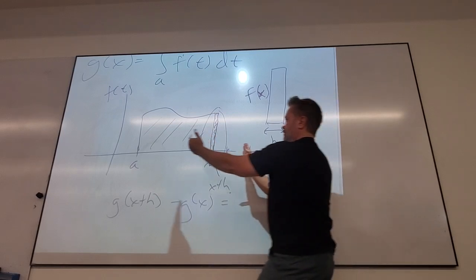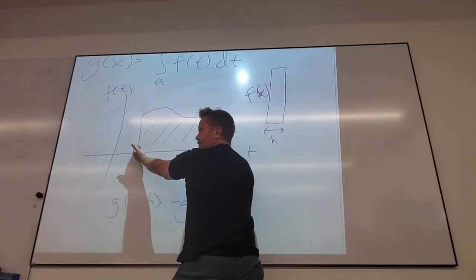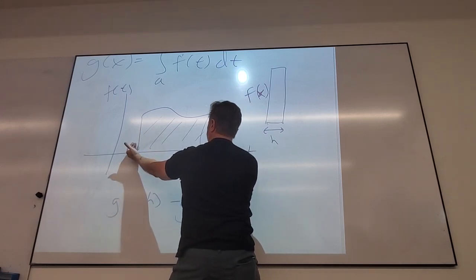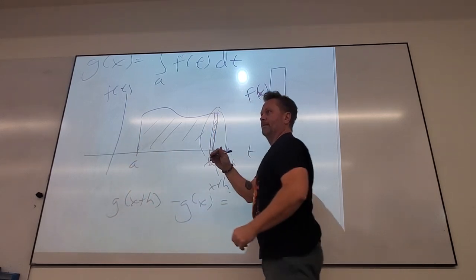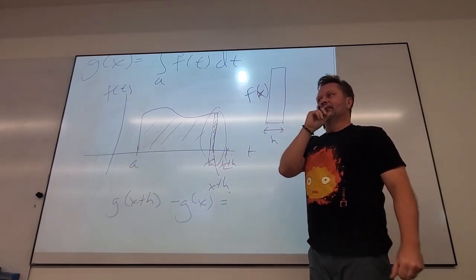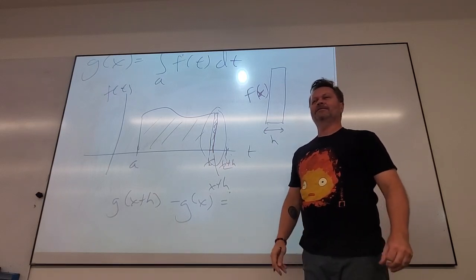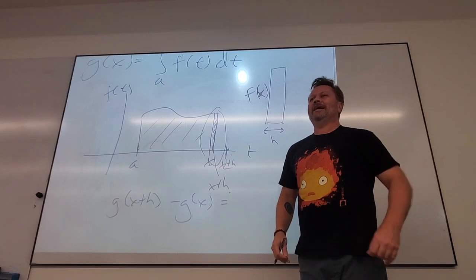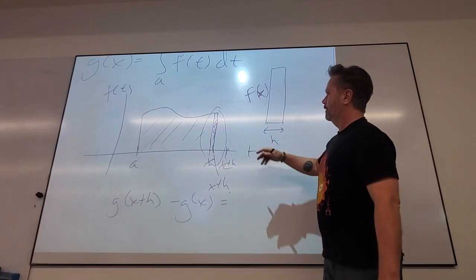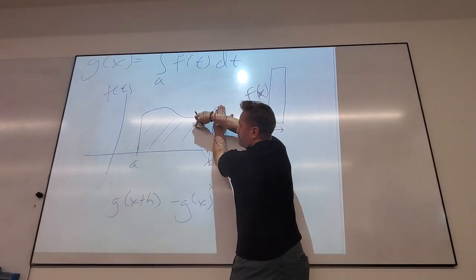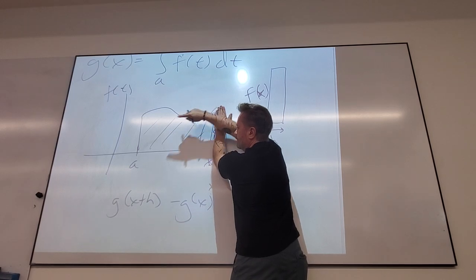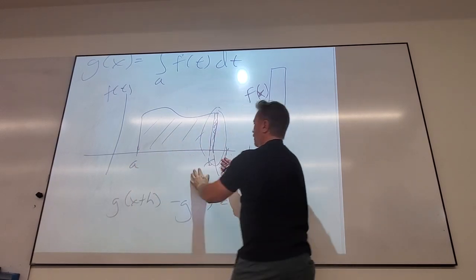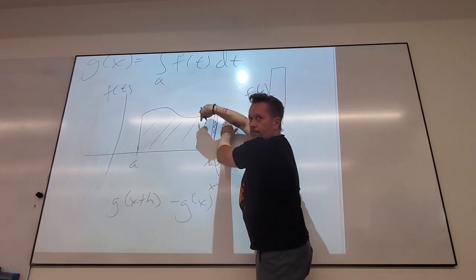G of x plus h. That's the area here, yes? Because g is the area function, yes? What is g of x plus h minus g of x? No. Not g of x, don't just start telling me. Not g of h. All right, you guys see that area there? What is that? Is that g of x? That's the area here. No. What is the area?